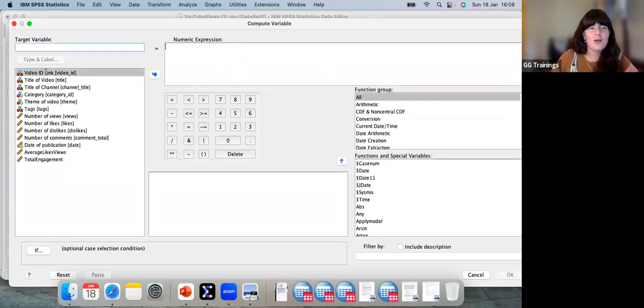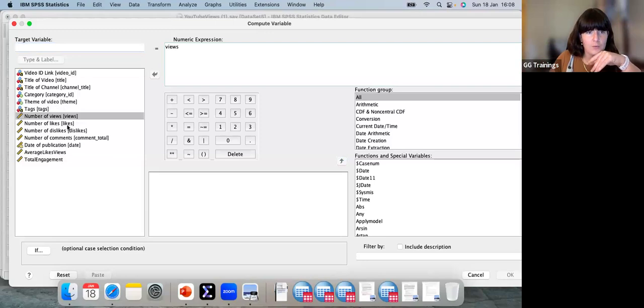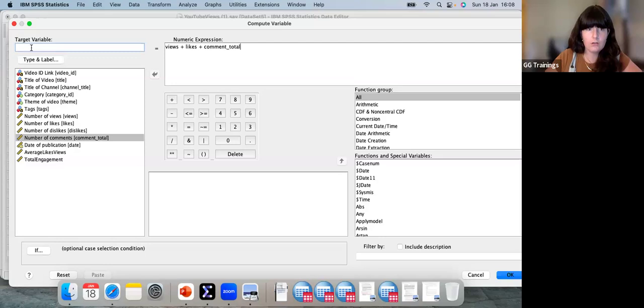Cool. So our target variable, whatever variable you're averaging. For the sake of ease, I'm just going to treat it like average engagement of YouTube videos. So I'm going to do views, likes, and comments. They're all measured as a ratio variable, so it'll work fine. So I'm going to do number of views, added to number of likes, added to number of comments. I mustn't forget to actually give my variable a name. So let's give this average engagement.